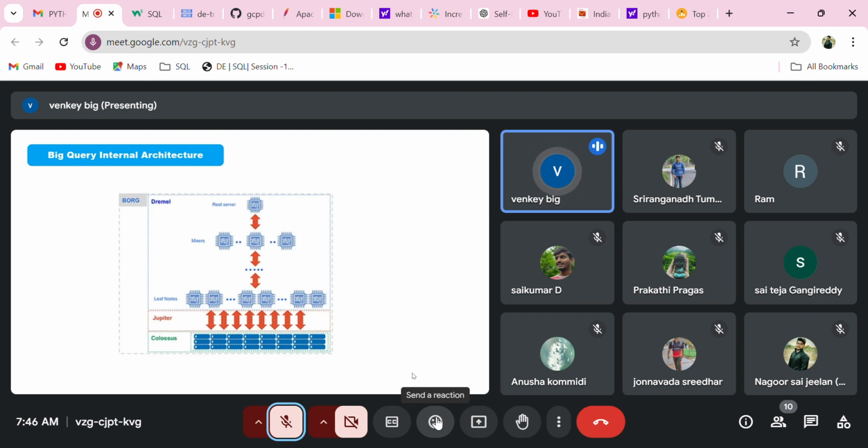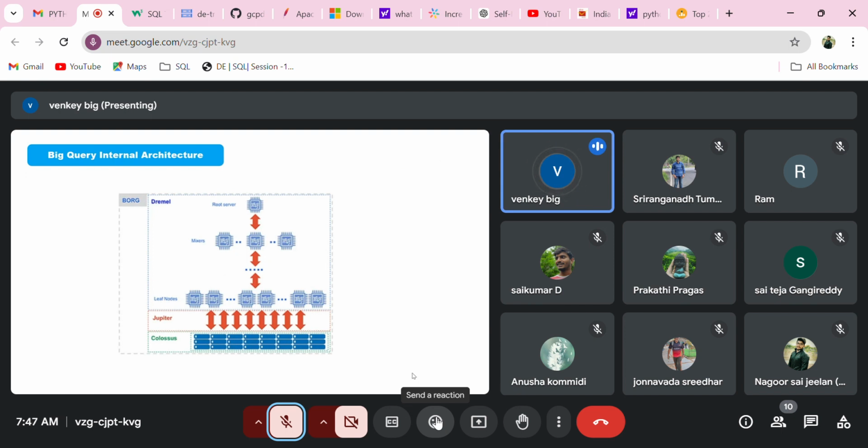it coordinates the mixers, right? Mixers again are a set of servers which will take the query from the root server, and they will rewrite the query. Mixers will try to rewrite the execution plan for your query. Meaning, if your query is not optimized, or requires some kind of optimization, your mixers will take care of that part.